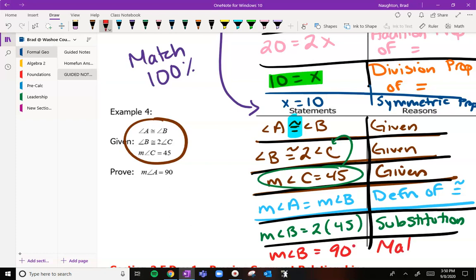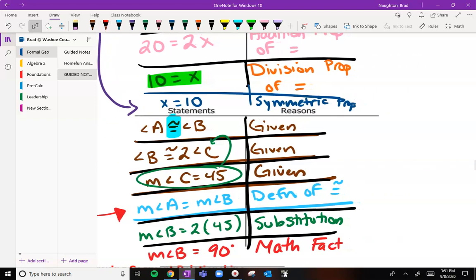And that's just a math fact. And why is that helpful? Well, I said right here that A and B were 90 degrees. So if B is 90, then A is 90. So I'm going to say, okay, the measure of angle A is 90 degrees. And that, again, is substitution. I had to write it down here because I'm running out of space.